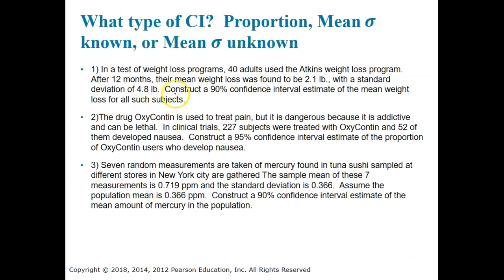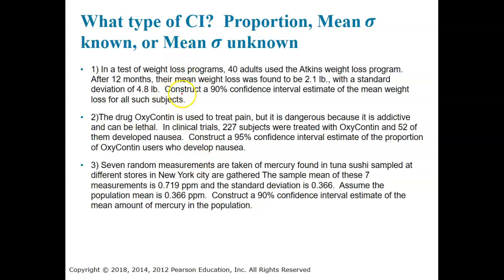Okay, so I have these three problems here. I'd like for you to take a minute to decide which type they are. We're not going through and solving them. You've got plenty of examples at this point of how to solve them. I just want you to focus on which type they are. So proportion, mean with sigma known, or mean with sigma unknown. So pause this and try it, and then see what your answer should be.